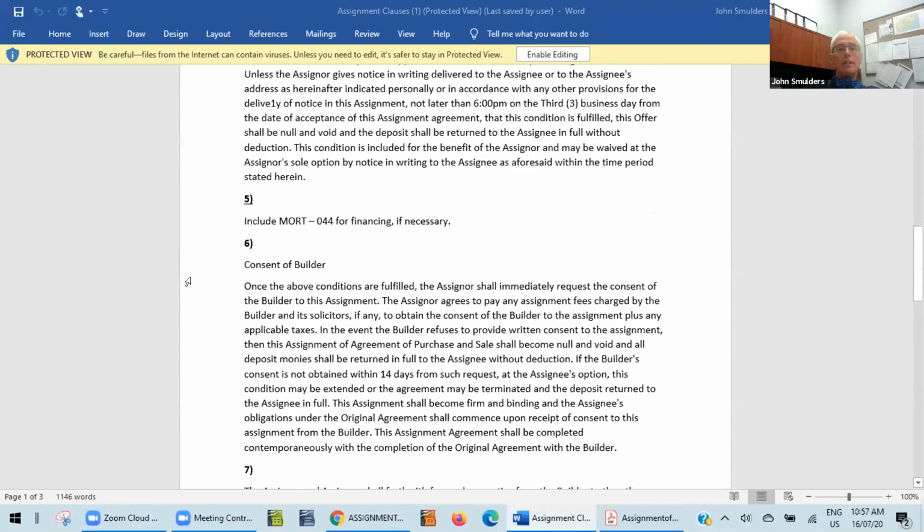Here is the consent of the builder. Once the above conditions are fulfilled, the assignor shall immediately request the consent of the builder of this assignment. You have 14 days to get that. And if the builder's consent comes in on, let's say, the 8th day, guess what has to happen? Your buyer has to pay the assignor the builder's deposit. In other words, he's going to give that money to his lawyer. The lawyer is going to give it to the assignor's lawyer. Okay? So be aware of this.